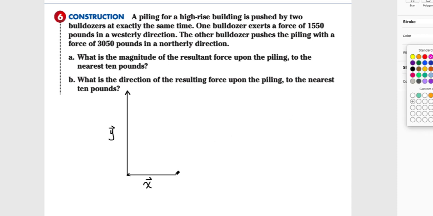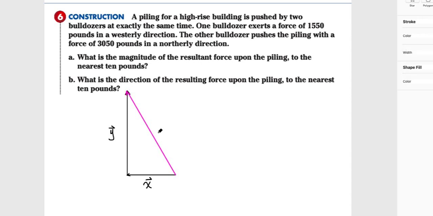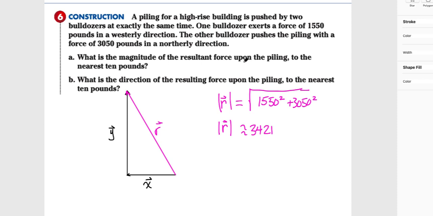We know that the resultant force, or resultant vector, will be this. We want to know the magnitude of this vector, and basically we're searching for this. This is just the Pythagorean theorem. Whatever this squared plus this squared is, the square root gives us our value. So it's the square root of 1,550 squared plus 3,050 squared. When we get our calculators, our magnitude will be somewhere around 3,421. So that's part A.